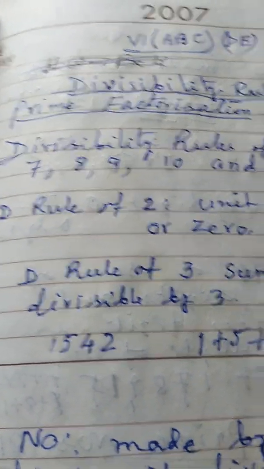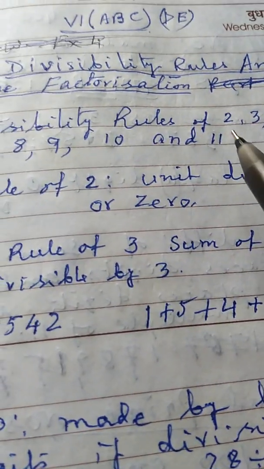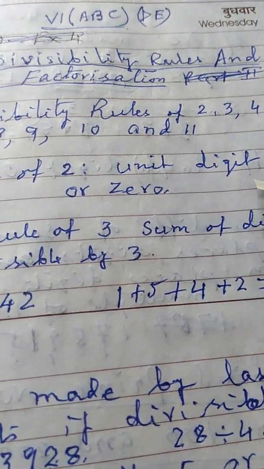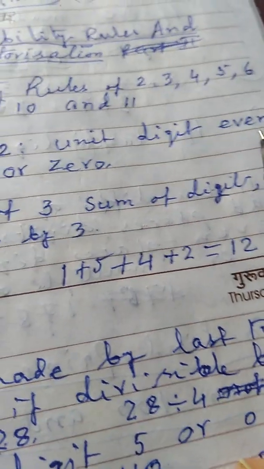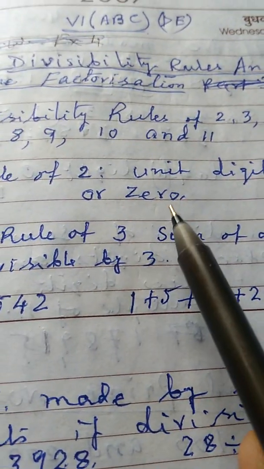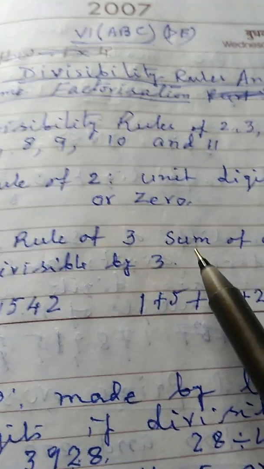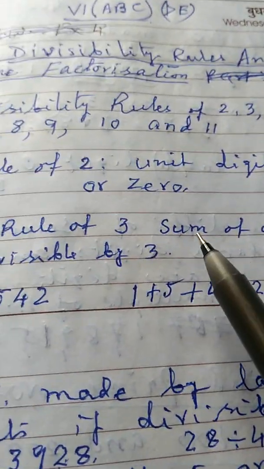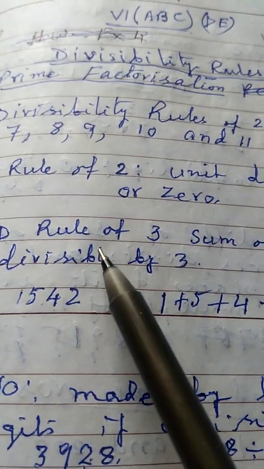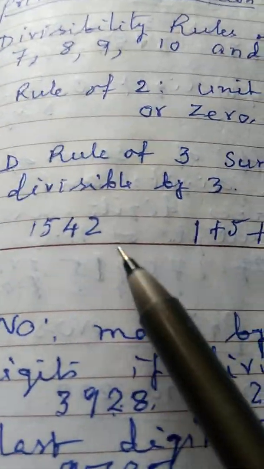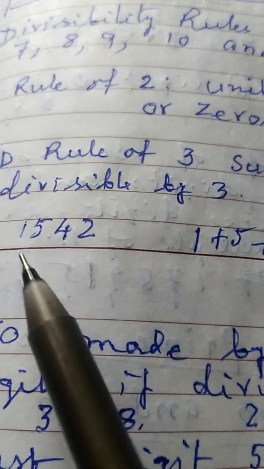First of all, let me explain the divisibility rule of 2. As you know, in a given number, if the unit digit is any even digit or 0, then you can say the given number is divisible by 2. Divisibility rule of 3: if the sum of the digits in the given number is divisible by 3, then the given number is divisible by 3.